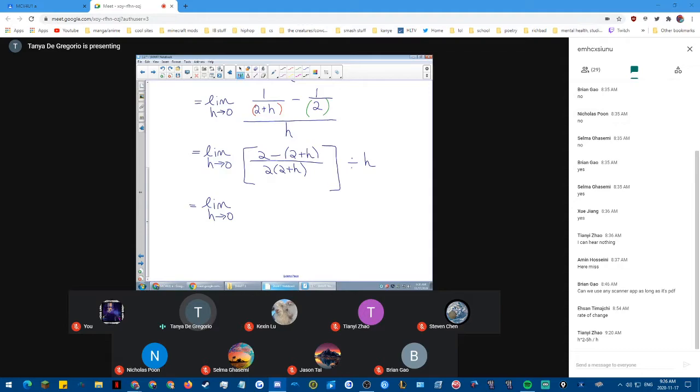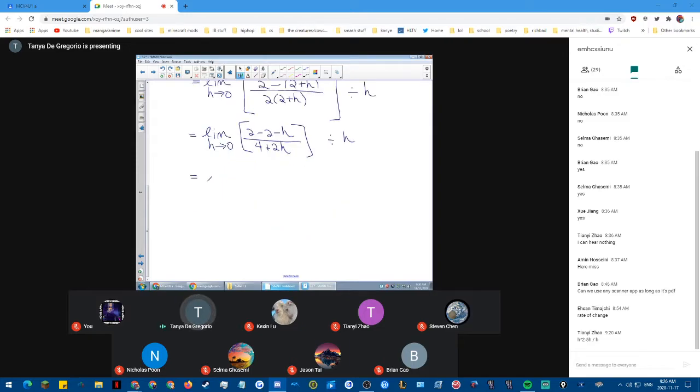Okay, so now what does my numerator clean up to be? So here I'm going to have 2 minus 2 minus h all over 2 times 2 plus h. Should I expand? I'll answer that for you and say yes. Okay, so I'm left with negative h all over 4 plus 2h. And now I'm dividing by h. Well, h is the same thing as h over 1. So it's like multiplying by 1 over h. And now you should notice that the h cancels. And so now I'm left with negative 1 over 4 plus 2h.